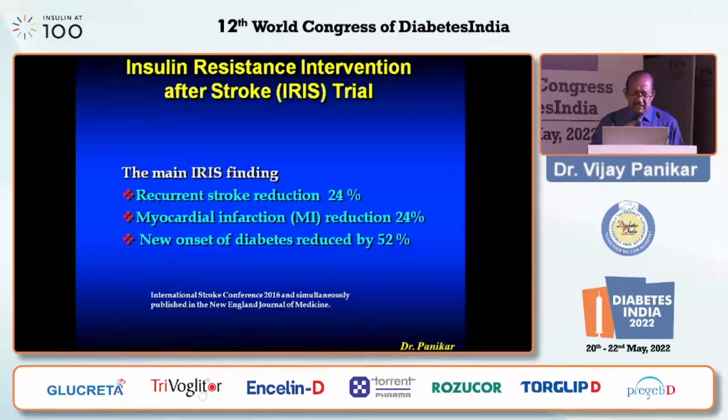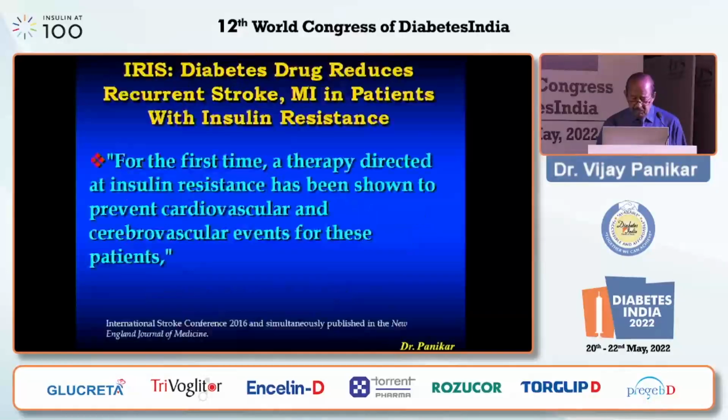What did they find? Recurrent stroke reduced by 24%. These patients already had a stroke. But if you look at the PROactive study, stroke reduced by 47%, and that was the reason why this study was done. So recurrent stroke reduction is 24%, myocardial infarction reduced by 24%, new onset of diabetes by 52%. So this is the first time that a therapy directed purely at insulin resistance, with no diabetes involved, gave you this kind of benefit. That is the importance of it.